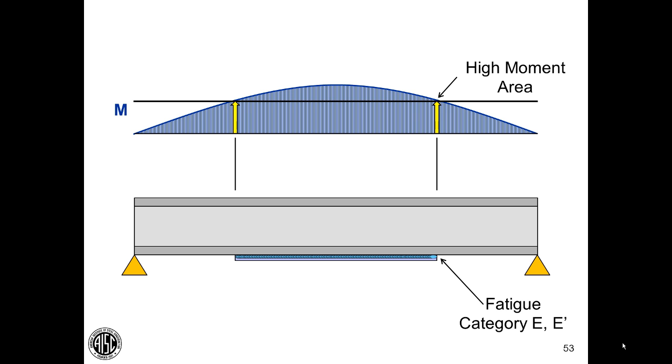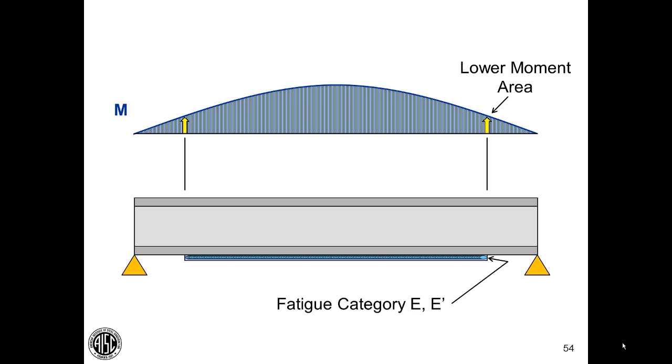Now, the concept of putting the welds in areas of low stress simply means to make the cover plate a little bit longer. It still is a fatigue category E or E prime. That has not changed, but what has changed is it is now terminating in an area of lower moment. And it's a good illustration of this principle that, when possible, put welds in areas of low stress.